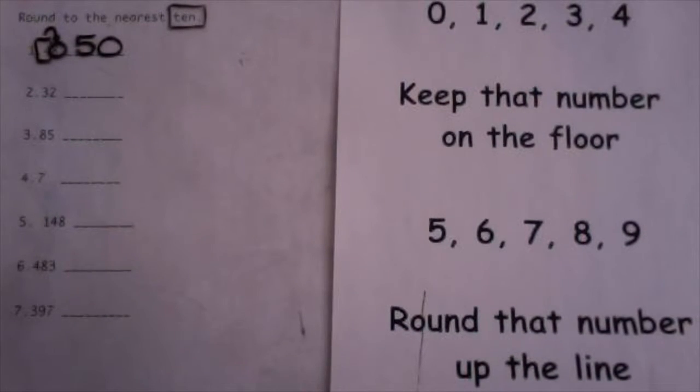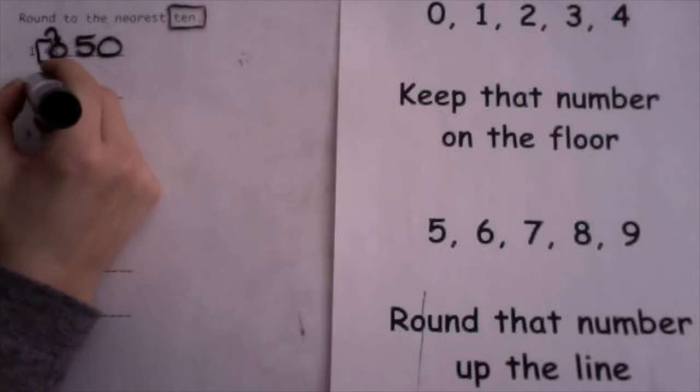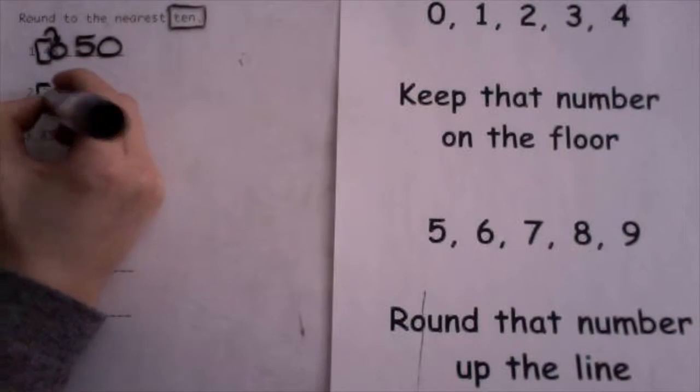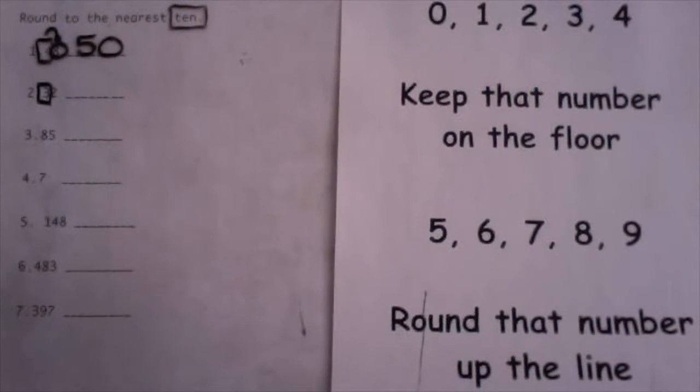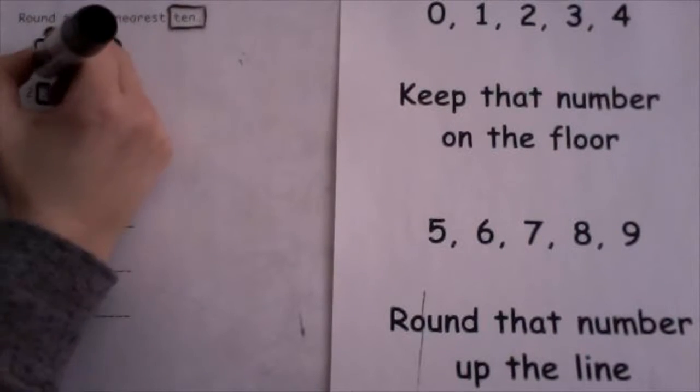Let's try another one. Number 2. We have the number 32. The first thing that I need to do is put a box around the tens place because that's the number that I'm rounding. So go ahead with me and draw a box around the tens place. And we need to look next door.